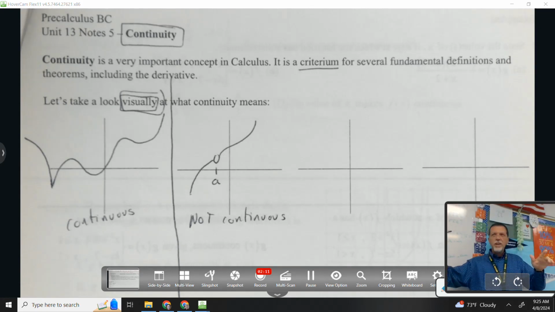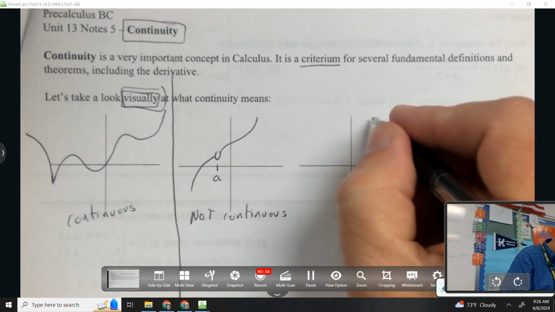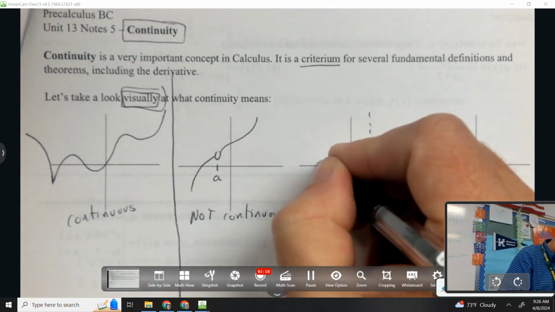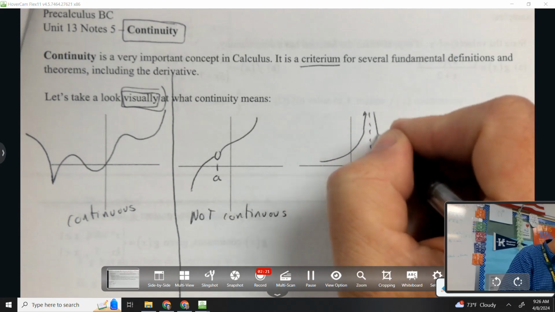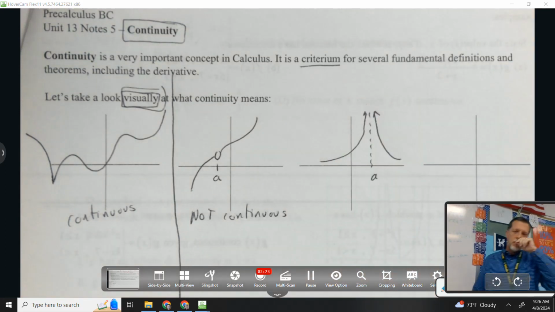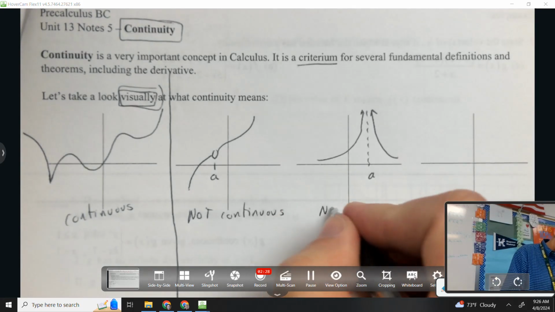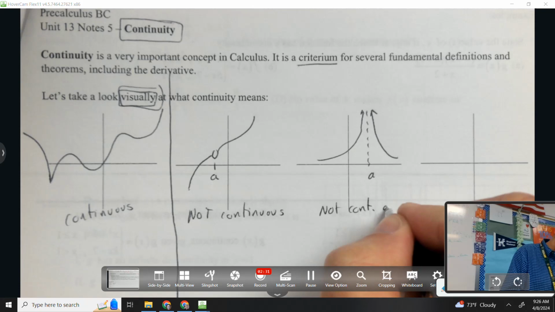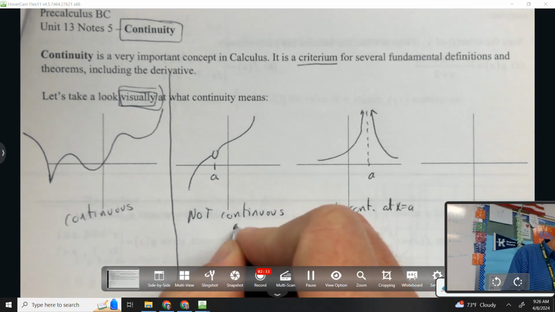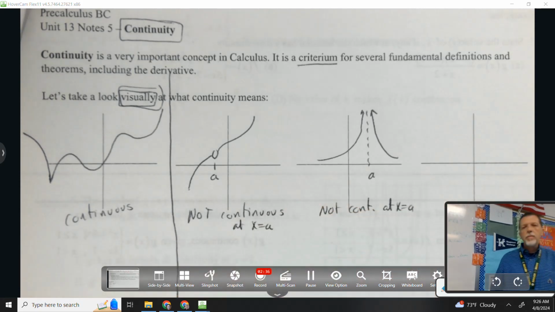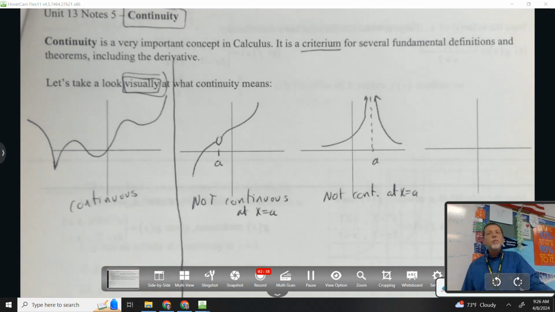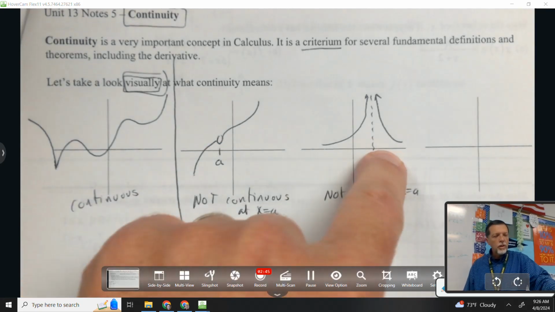Okay, what were the other two things said? Piecewise was one of them. Asymptote. So if there's an asymptote, that's not continuous, at least not at the asymptote. It's continuous everywhere else. So not continuous at x equals a. It's continuous elsewhere, which means that the calculus things would work elsewhere. They just wouldn't work. Some of them won't work at a hole or an asymptote.